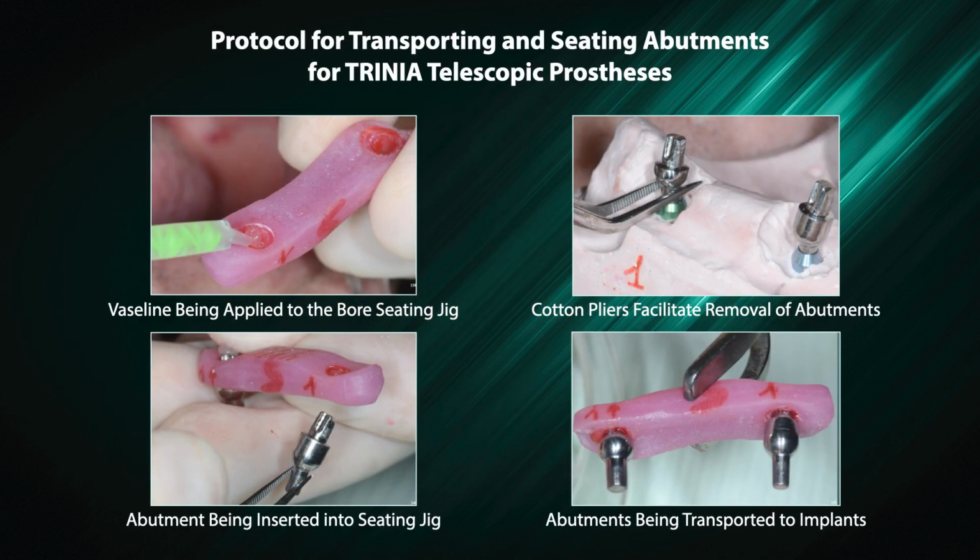Protocol for transporting and seating abutments for TRINIA telescopic prosthesis. Vaseline is applied to the bore seating jig. Cotton pliers are used to facilitate the removal of abutments. The abutment is inserted into the seating jig. Finally, the abutments are shown being transported to the implants.